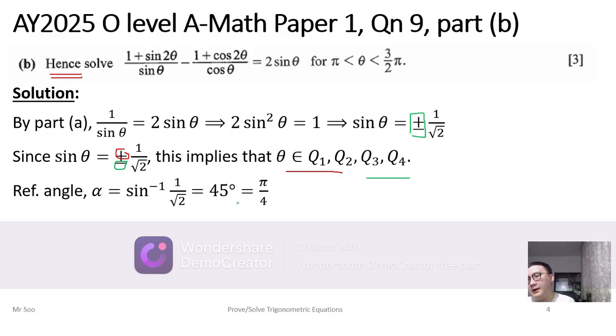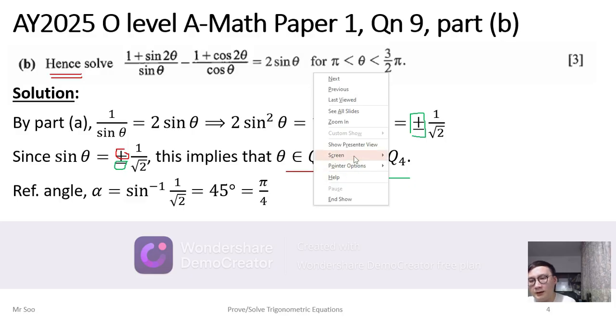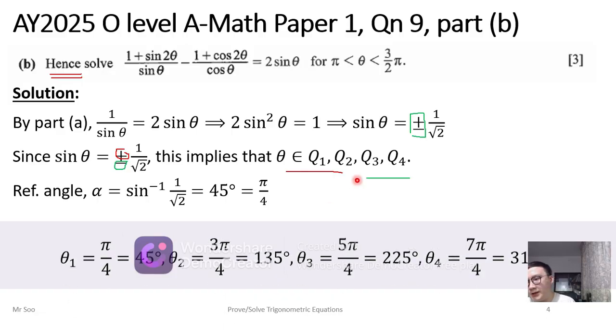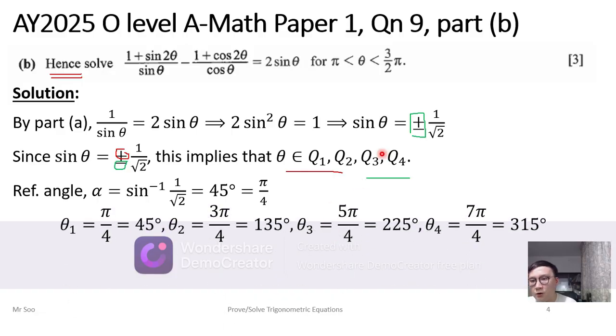Then the reference angle we already found, pi over 4. The next thing is to find the actual angle theta in all 4 quadrants. For Q1, or quadrant 1, it will be pi over 4. Q2, it will be pi minus pi over 4. Q3, it will be pi plus pi over 4, which is 5 pi over 4. For Q4, it will be 2 pi minus pi over 4, which is 7 pi over 4.